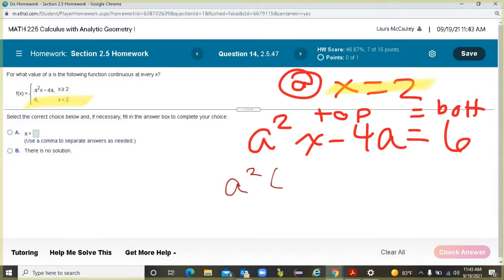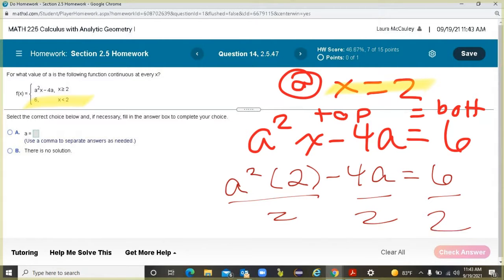That would give me a squared times 2 minus 4a equals 6. You're not plugging 2 into a. A is what we're going to try to figure out. So we can divide everybody by 2 here, make our lives a little easier. So we have a squared minus 2a. I'm going to go ahead and move that 3 over to the other side because I'm going to have to factor here.